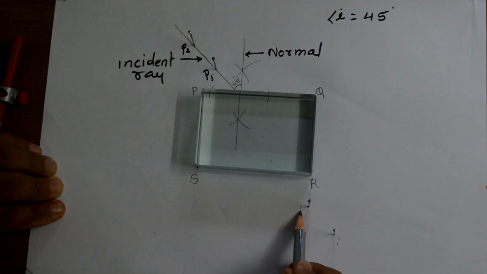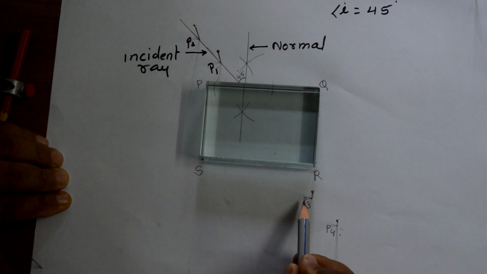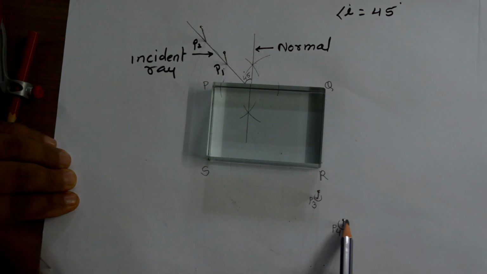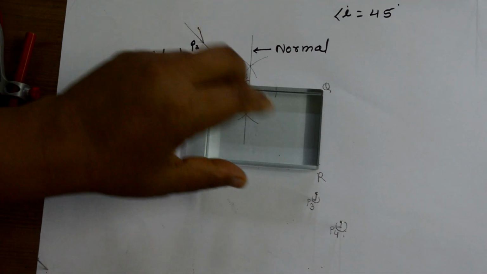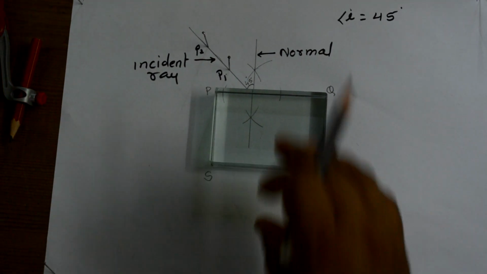Mark pin 3, pin 4, draw a circle around pin 3 and pin 4. Remove the pins, remove the glass slab.